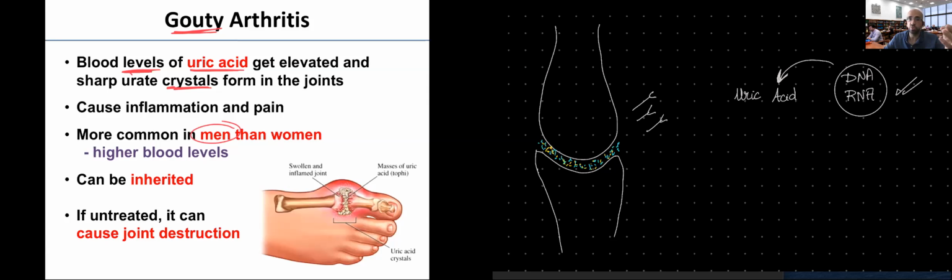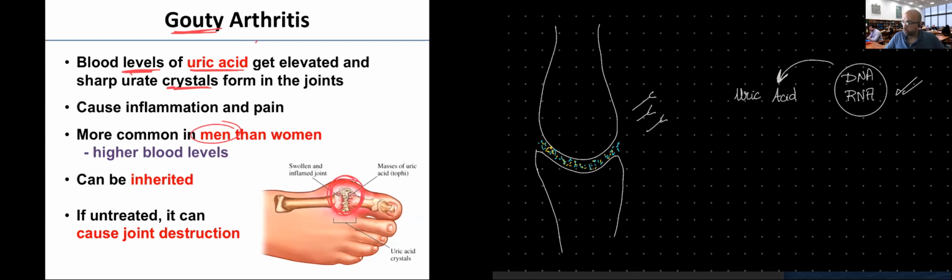So you've got crystals of uric acid, urate crystals within the joint cavity. So every time you move the joint, those crystals are going to cause irritation of the cartilage. And this is going to progress to cause inflammation of the bone as well.